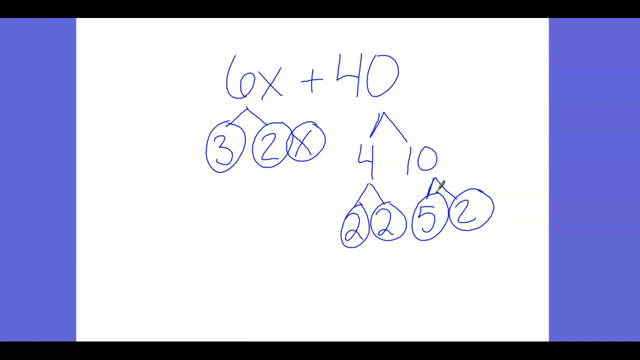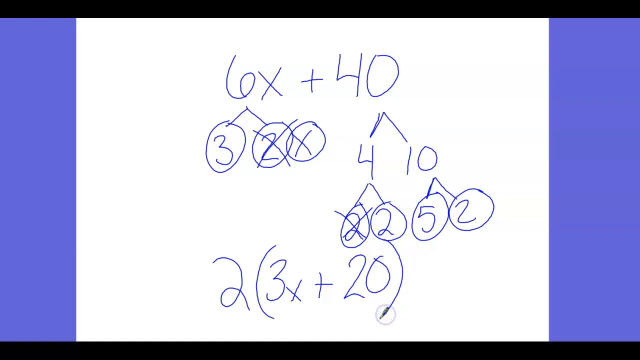What do I have that's in common, Julia? I just have the 2, so I'm going to cross off my 2's. Now, what am I left with on this one? Jada? 3x, because I have 3 times x, plus, what do I have left on this one? Sean? Yes, we multiply them. So 2 times 5 would give me 10, times 2 would give me 20. So that is how you would do that one.